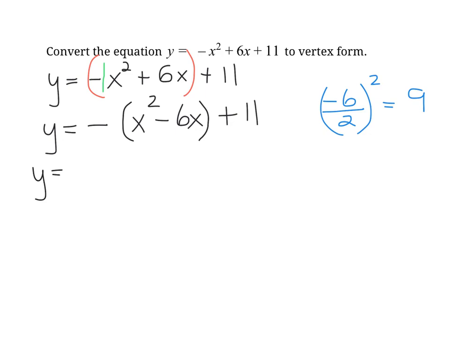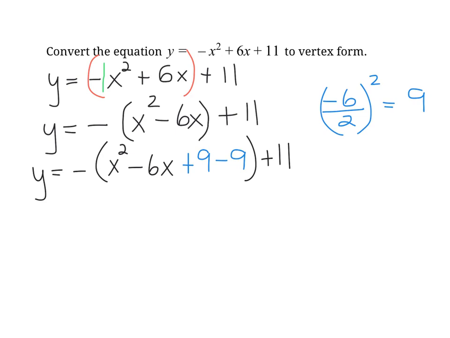So I'm going to recopy the rest. Y equals negative, open bracket, x squared minus 6x. And then here is where we're going to put a +9 and a -9. And then I'm going to close the bracket, and I still have my +11 on the end.